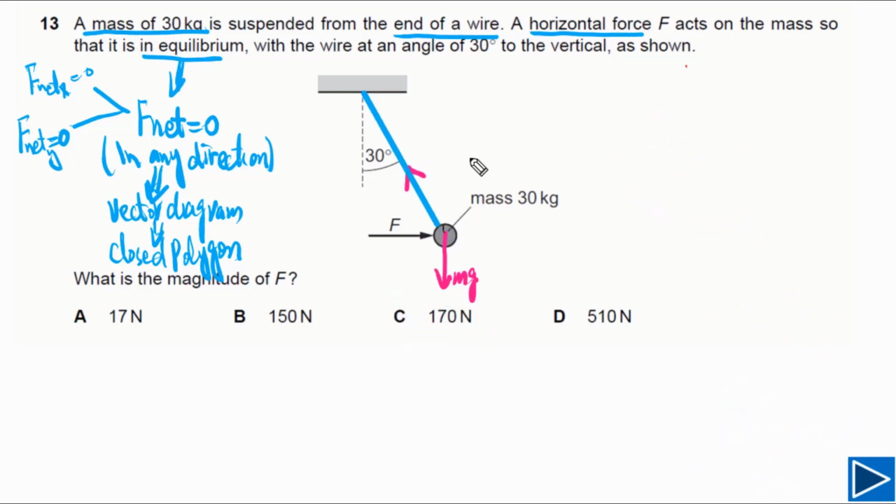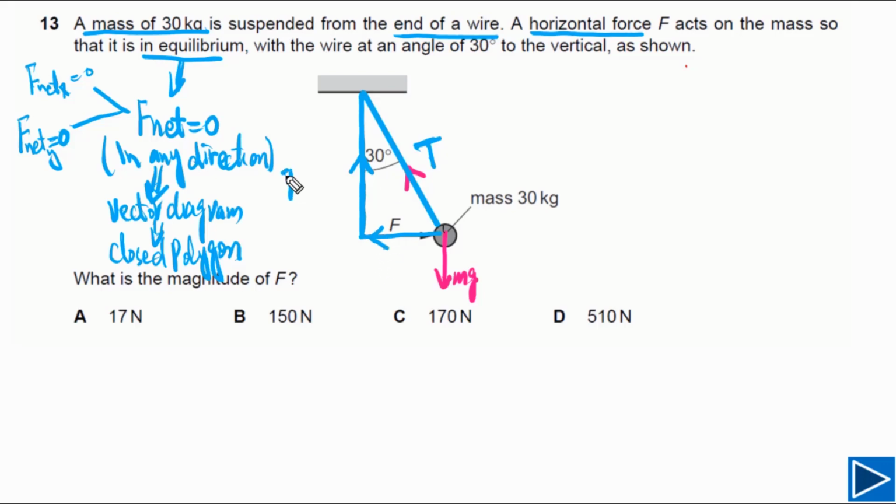Let me explain this question using a different method. In this method, we will resolve forces into their components and find the value of the horizontal force. For that purpose, we need to resolve the tension into its components. If you look at the tension, it has two components. One is acting vertically up, the vertical component, and the other is a horizontal component that is acting opposite to this horizontal force.